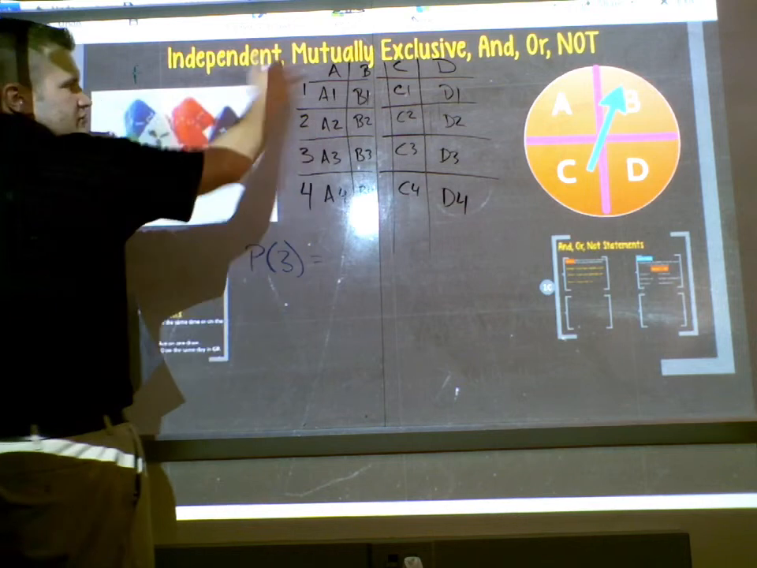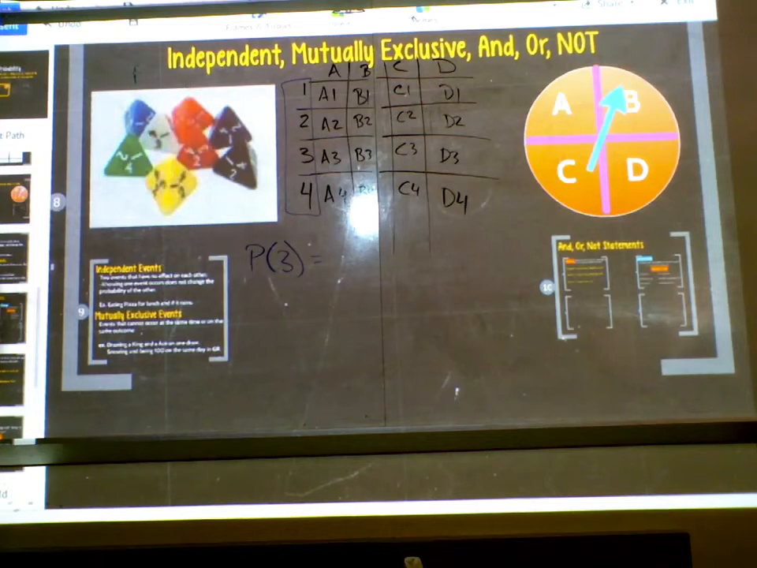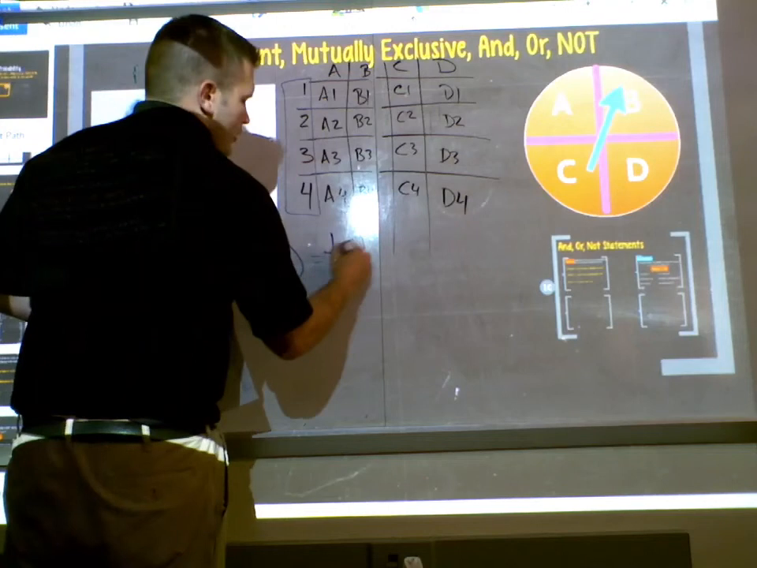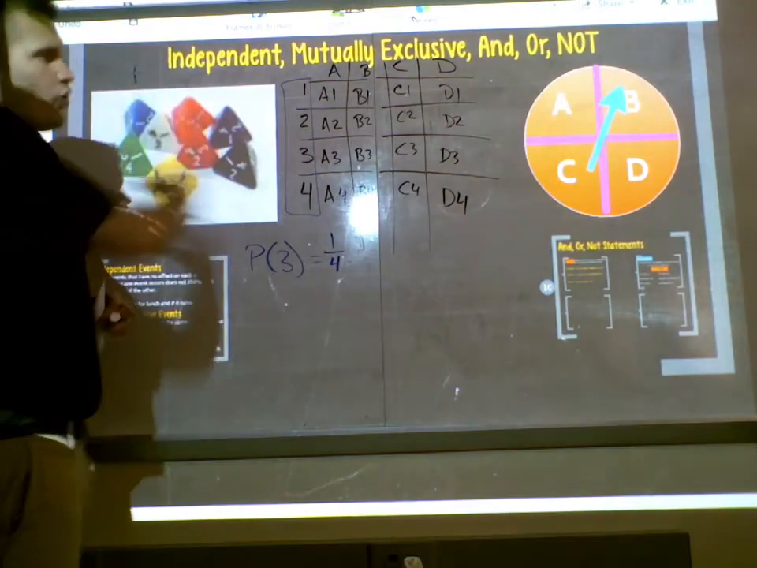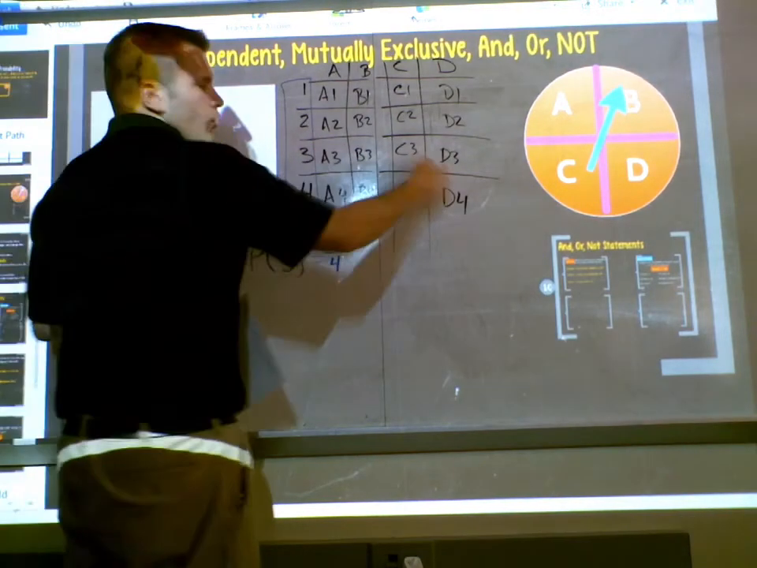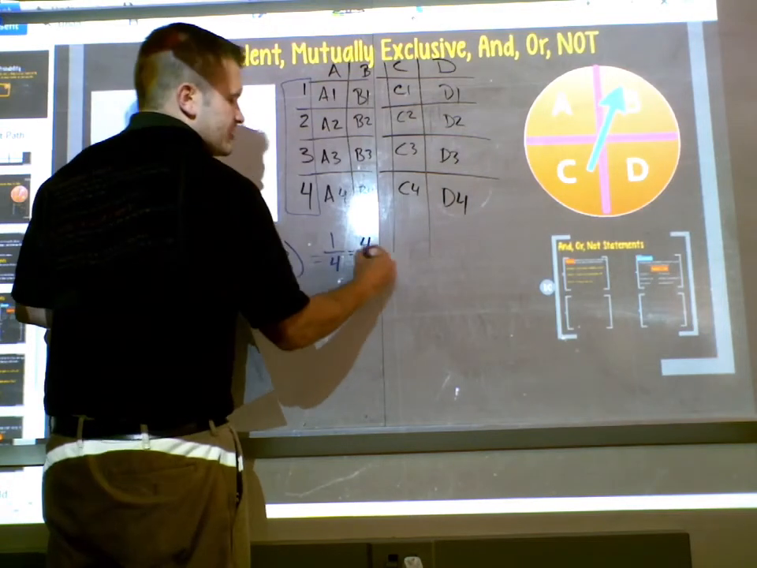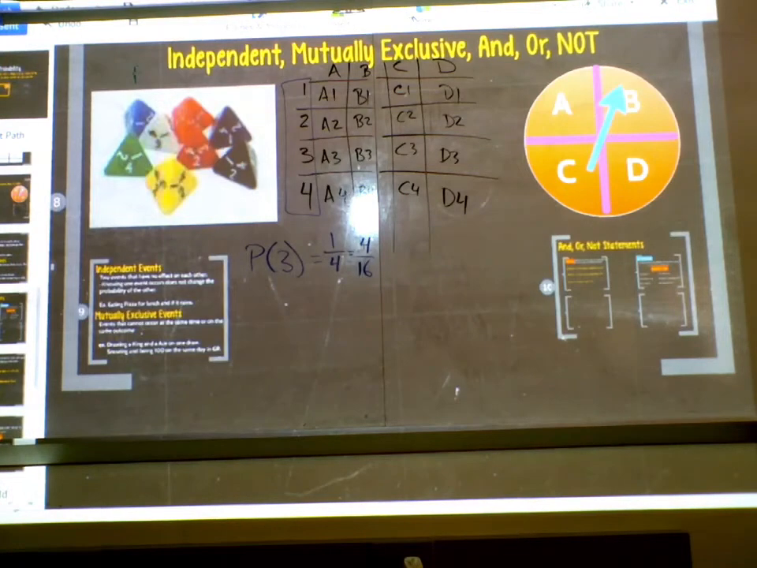In this box right here, there's only one 3, right? Yeah. How many possible outcomes? Four. So the probability of rolling a 3 is 1 out of 4. Or, if I look at the whole sample space, we have 1, 2, 3, 4 threes out of 16. And those are the same. If you wrote 4 out of 16, I'd like you to reduce that to 1/4, please.